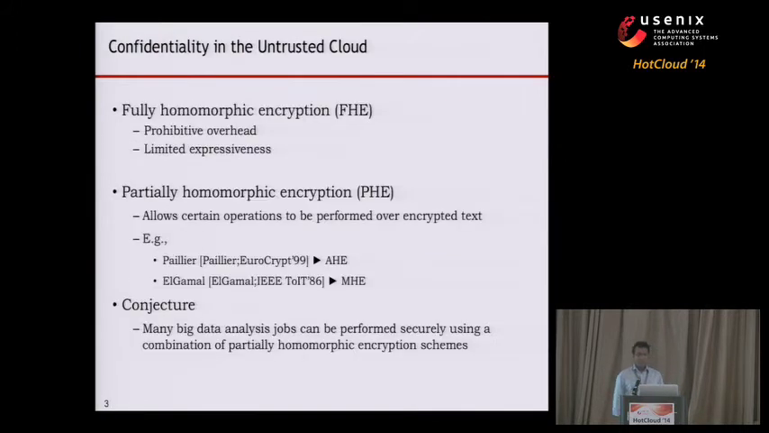So when we talk about confidentiality in the untrusted cloud, the holy grail currently is fully homomorphic encryption. What fully homomorphic encryption allows us to do is we take our plain text data, encrypt it, place it in the cloud, and you can have an untrusted process compute directly on the encrypted data without ever decrypting it and produce a result which is again encrypted. So even though the process is untrusted, the process is never seeing your plain text data.